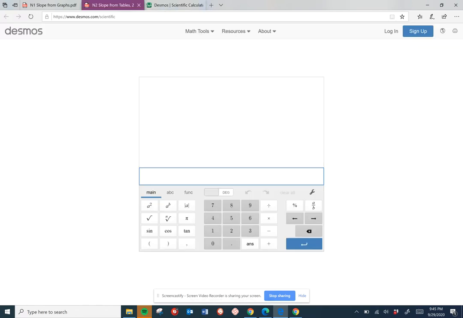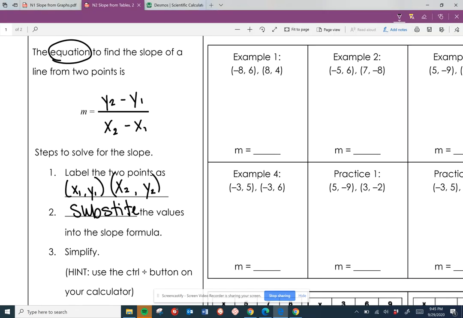For the first example, the first thing I'm going to do is label my points. So this is going to be x1 and this is going to be x2. The reason is this is the first point and that's the x value, second point, x value. Coming down here, I'm going to have y1 and y2, same thing. First point y value, second point y value.